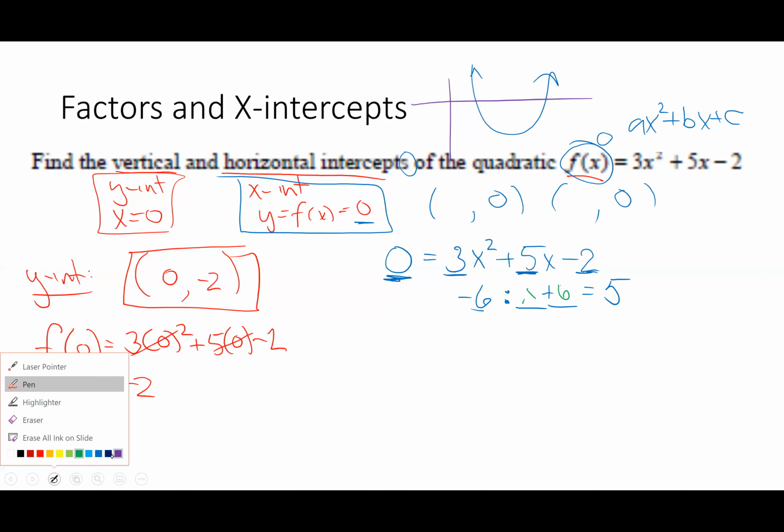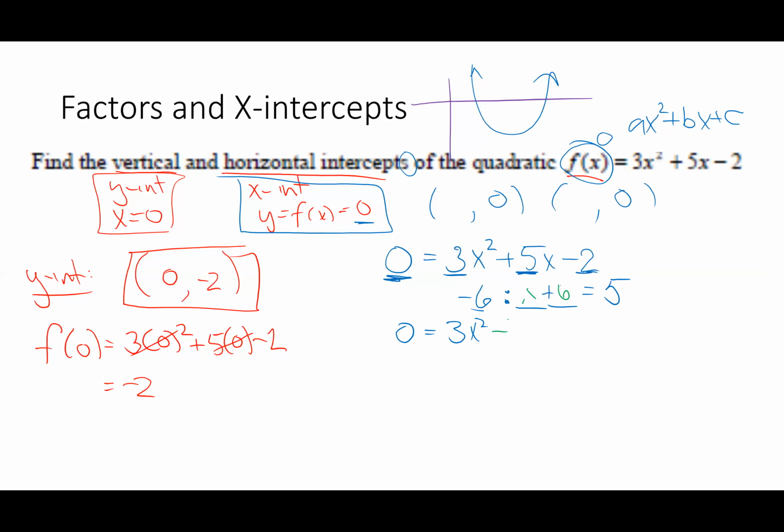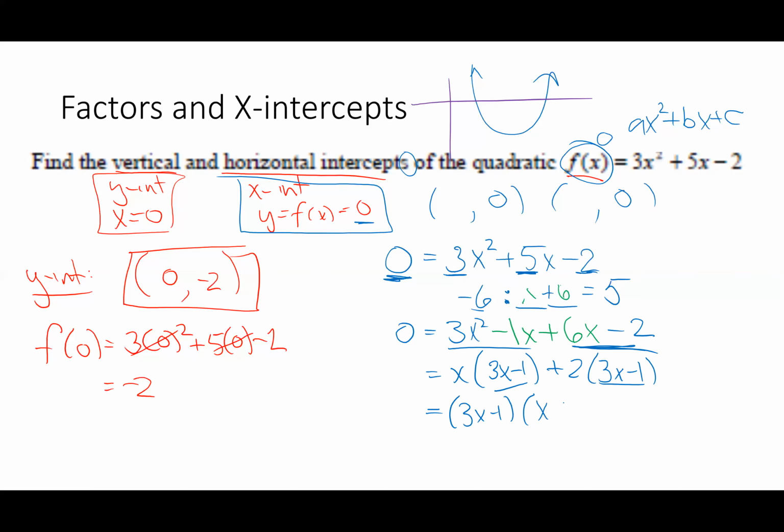So now I've got 0 equals 3x squared. What I'm going to do now is take that 5x and ungroup like terms based on what I found my magic numbers to be. And now I'm going to use grouping. Now that I have 4 terms, I can use grouping. So I'm going to go ahead and pop an x out. I get 3x minus 1. Over here, I get 6x minus 2. I'm going to go ahead and pop a 2 out. And since these are the same, I'm going to factor out the 3x minus 1. And I've got an x plus 2.